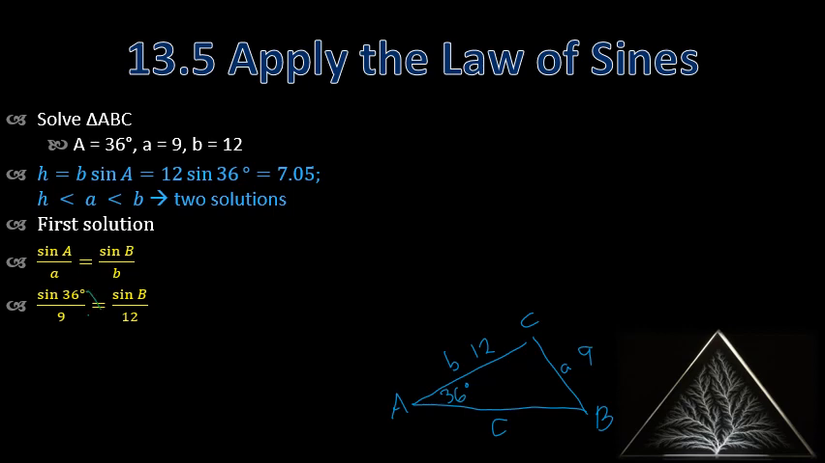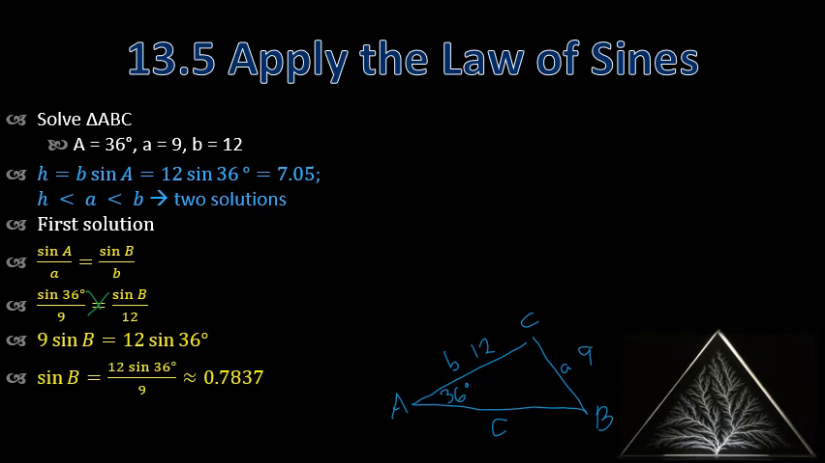And cross multiply, so I'll have 9 times sine of B equals 12 times sine of 36. Divide by 9 to get the sine of B by itself. You get sine of B is about 0.7837. To find angle B, I have to use inverse sine. So angle B is inverse sine of 0.7837, which is about 51.6 degrees.